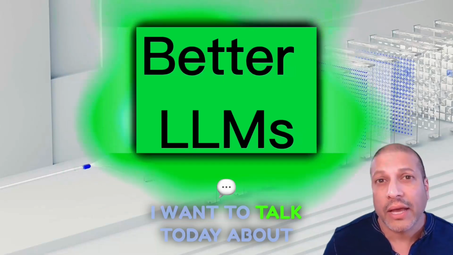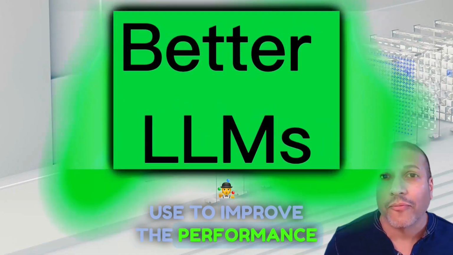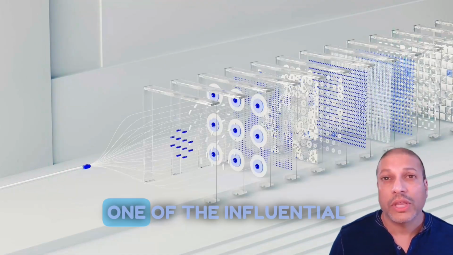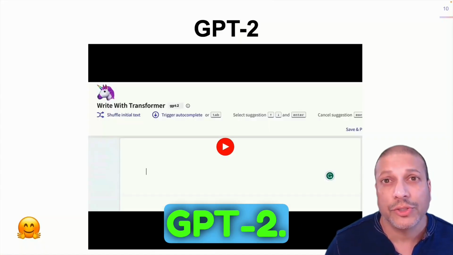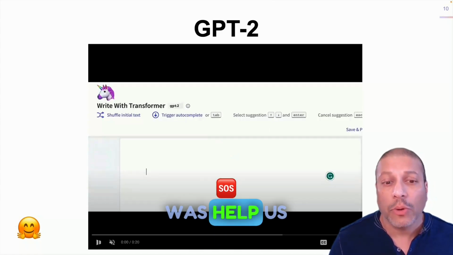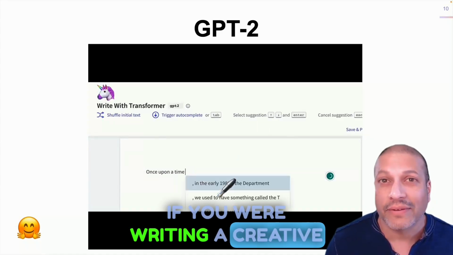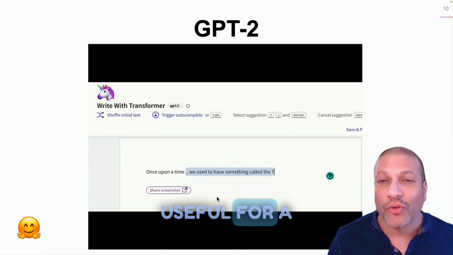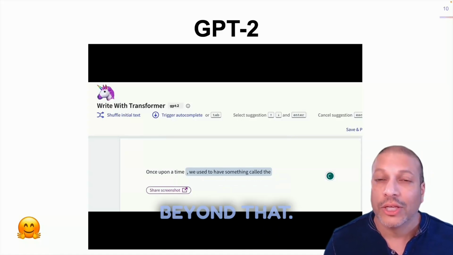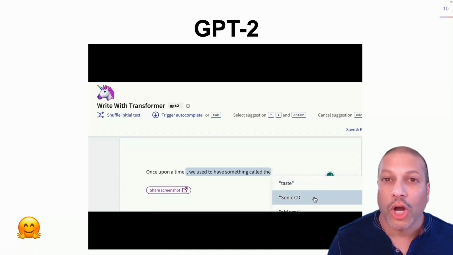I want to talk today about some of the knobs and buttons that we have that we can use to improve the performance of large language models. One of the influential early models was GPT-2. To give you a sense of how it worked, what it did was help us predict that next word. This was useful if you were writing a creative story. It wasn't really useful for a lot of tasks beyond that. So while this was exciting, it didn't have that much of an impact across AI.